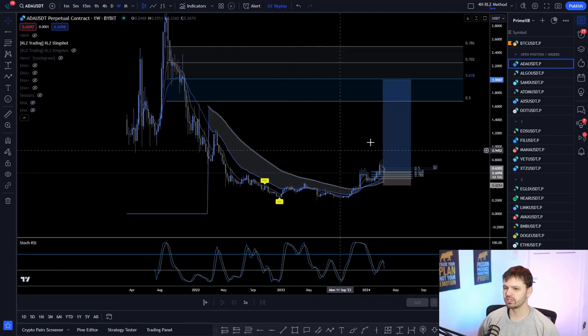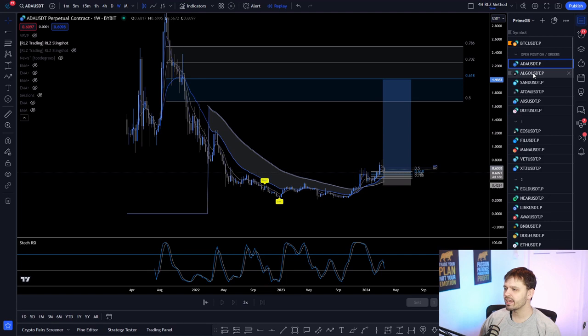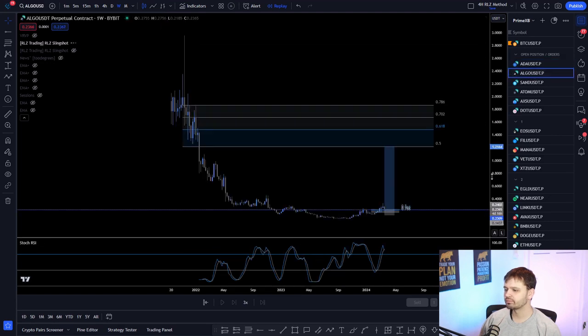And I'm looking for this to continue higher post halving, most likely, when we do hopefully get the continuation of the current bull market. We got ADA, Cardano, and then we have Algo.